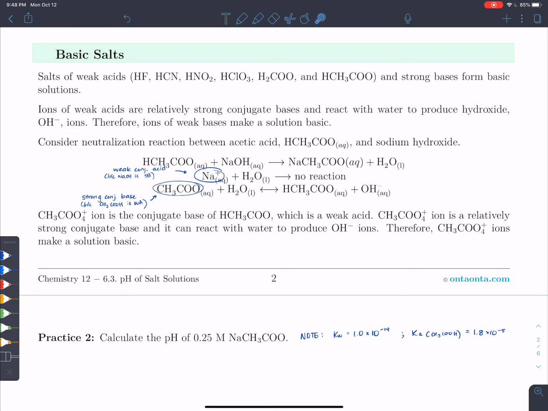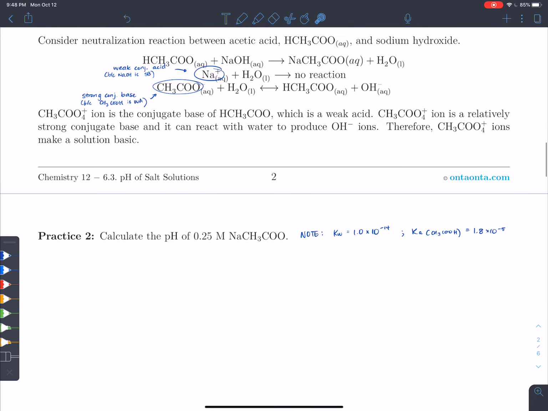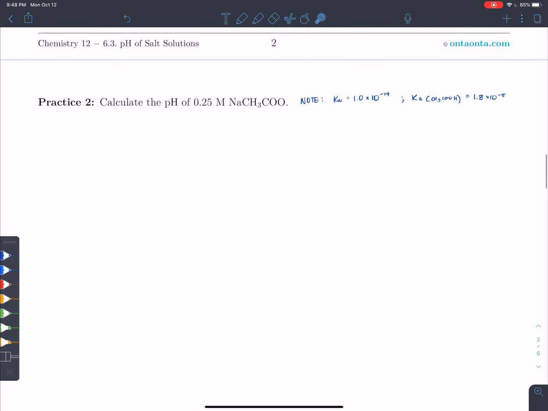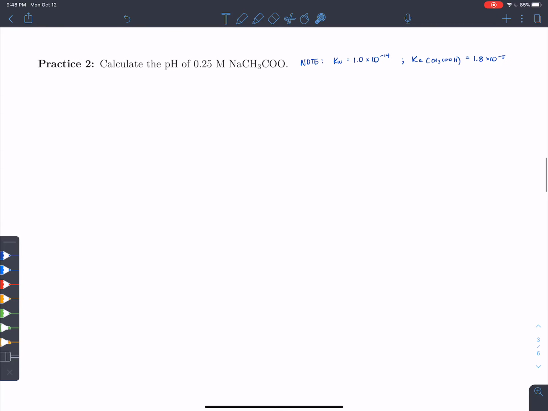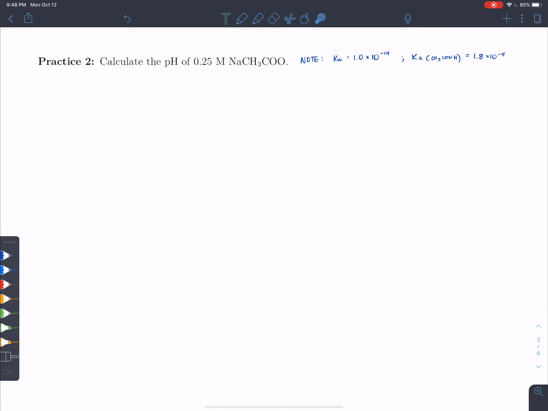So with that said, we can now look at a good question that examines the pH of a basic salt. Practice 2 asks us to calculate the pH of 0.25 molar sodium acetate. Now keep in mind that the two things we're going to need to solve this are the ionization constant of water and the ionization constant of our acid, specifically acetic acid, which is provided here as well.